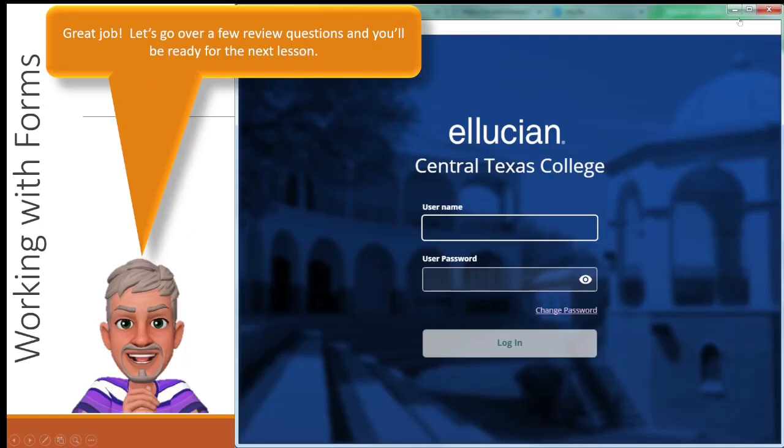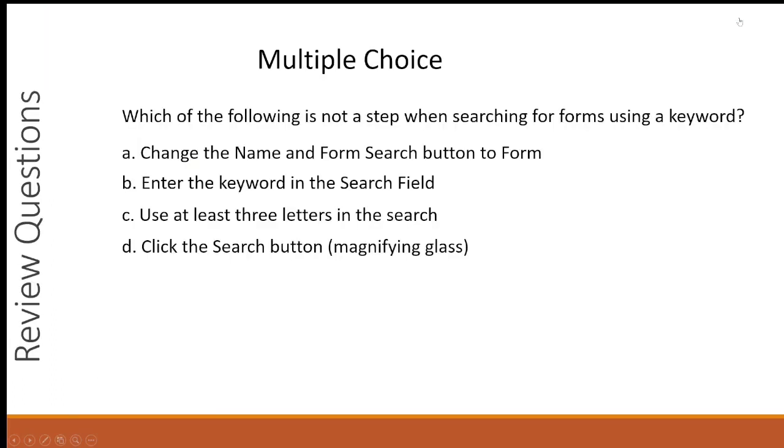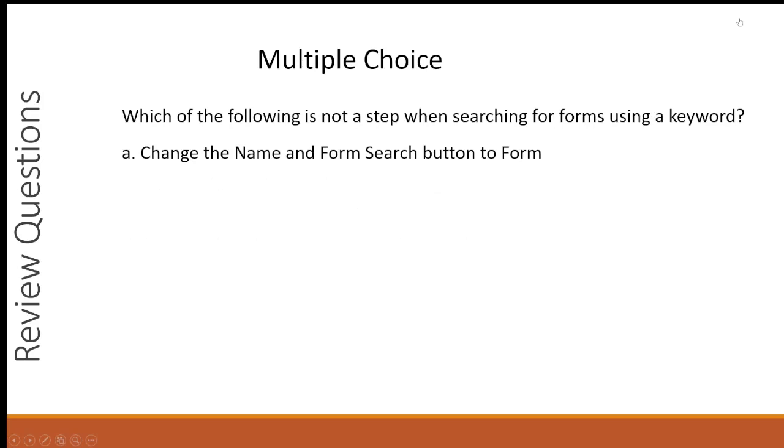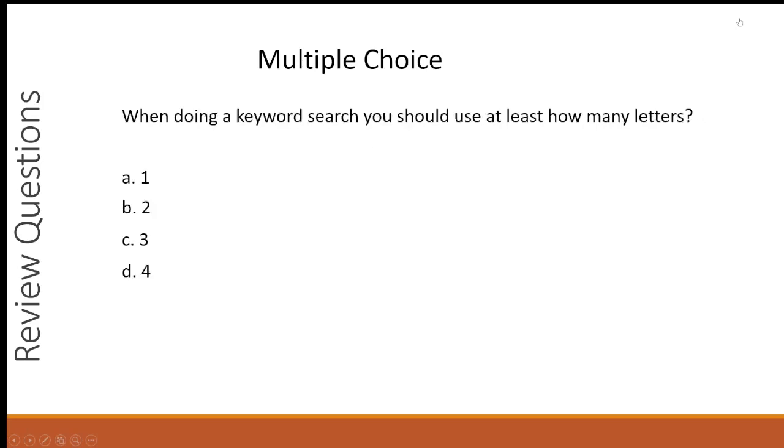So let's take a look at review questions for this section, and then you'll be ready to move on. Which of the following is not a step when searching for forms using a keyword? Which is not. You don't change the name and form search button. There is no name and form search button. There was in an old version of Colleague, but not in this version.